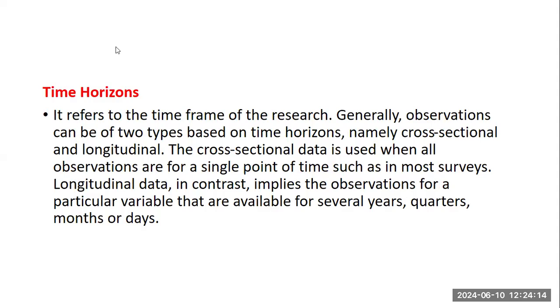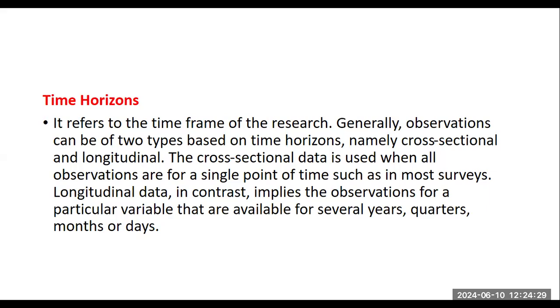It refers to the time frame of the research. Generally, observations can be of two types based on the time version: normally cross-sectional and longitudinal. Cross-sectional data is normally one time. One time, that means a particular issue, they can do that. Cross-sectional data involves observations collected at a single point. This type of data captures a snapshot of a specific moment. They try to gather the data to understand a specific moment or situation, providing a comprehensive overview of the variables of interest at that particular time point only, right?